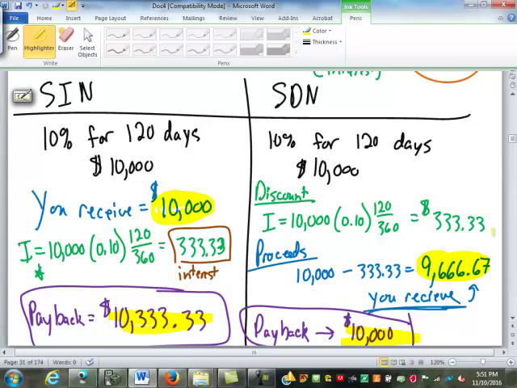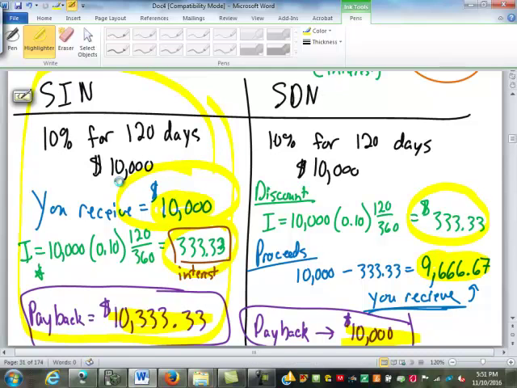Which situation would you rather have if you were borrowing money? You don't sound really sure. Well, the second one you pay back less. But in both cases, you're paying $333.33 in interest. That's just it. Over here, you actually get the full $10,000 to use. Over here, you only get $9,666.67. You're paying the same amount of interest to use less money.